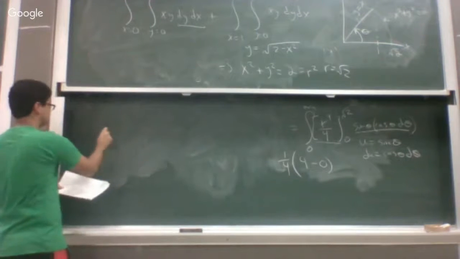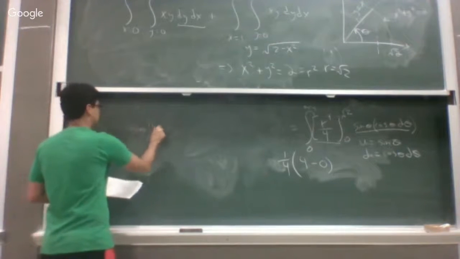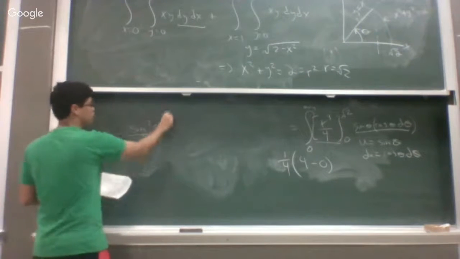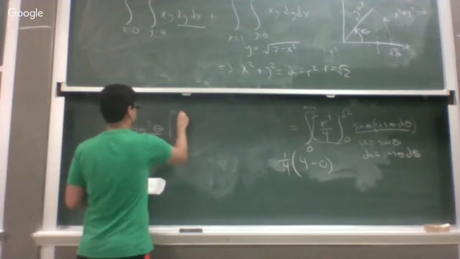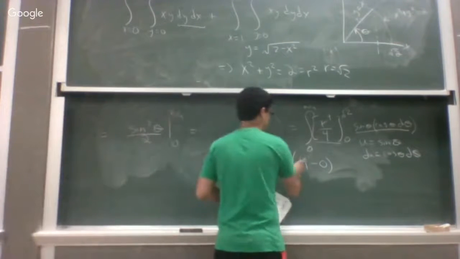So then that is equal to sine squared theta divided by 2, going from 0 to pi over 4. Okay, because this is equal to a 1 here.